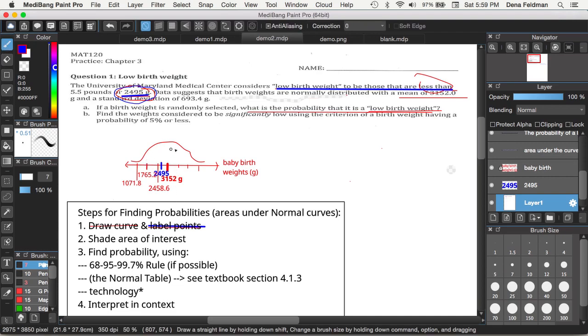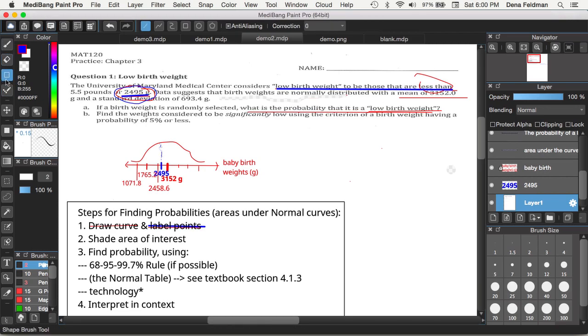So, what proportion of all of this area, kind of section it off like this, section it off like that. What proportion of all of the area under this curve would be below 2,495, certainly smaller than 2,495, moving to the left, not to the right. And so what proportion of all that white space is going to be having numbers less than 2,495?